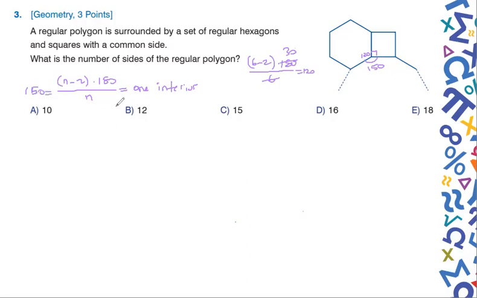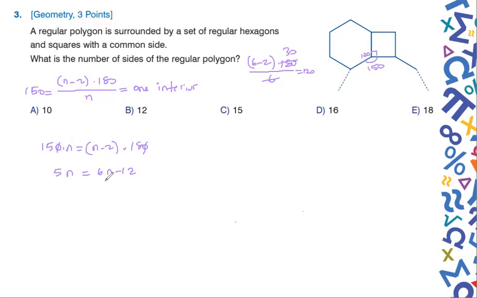Okay, and what we want to find is n. So we can multiply both sides by n. You will get 150n equals n minus 2 times 180. I don't want to multiply before I do simplification. So I'm going to cancel these zeros by dividing by 10. I can even divide by 3. So that will be 5n, and if I divide by 3, that's 6 times n minus 2, which is 6n minus 12.